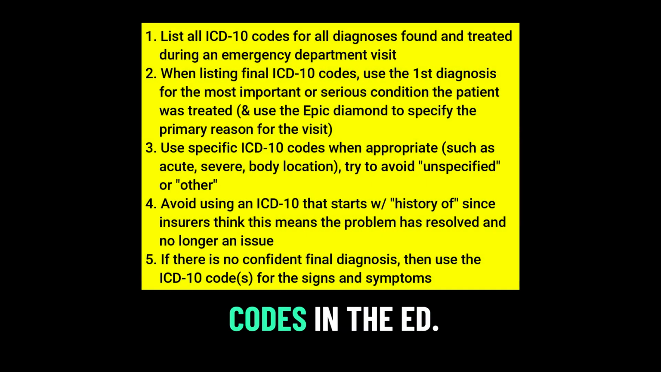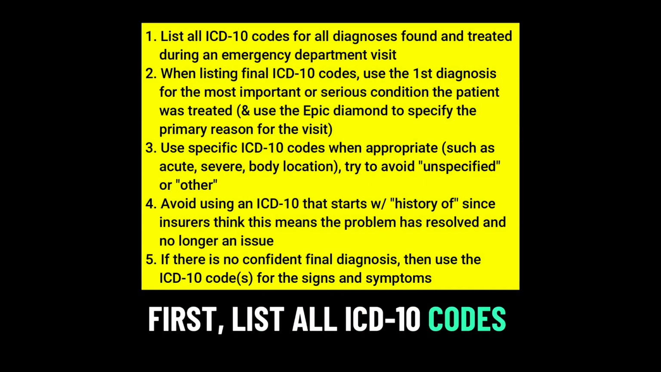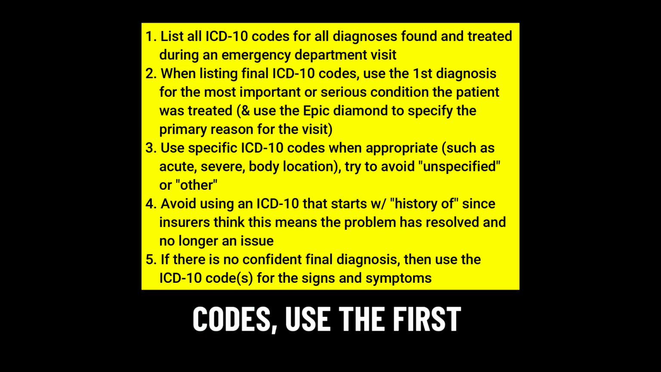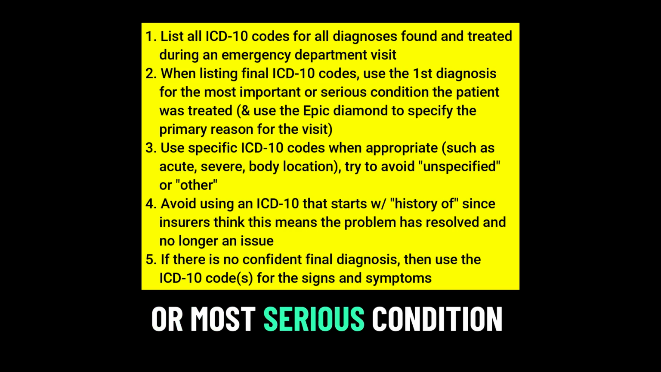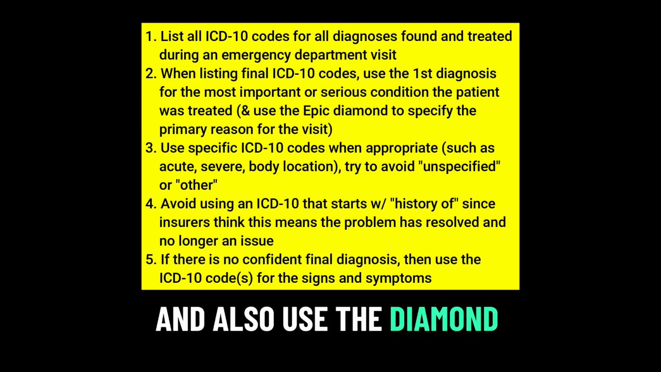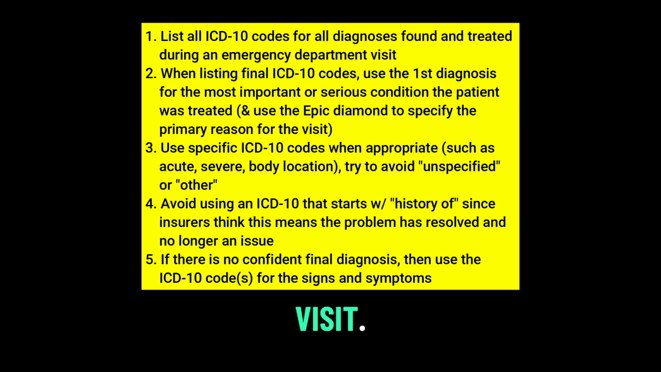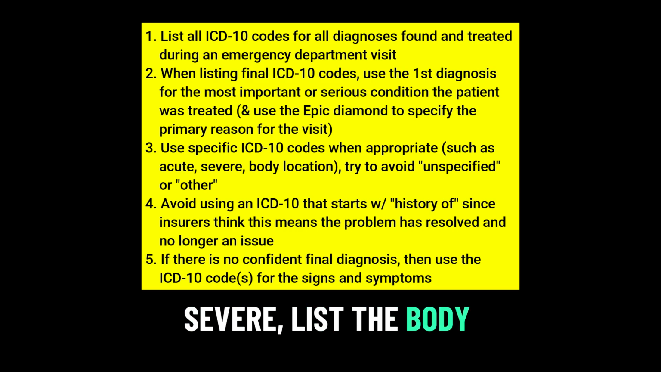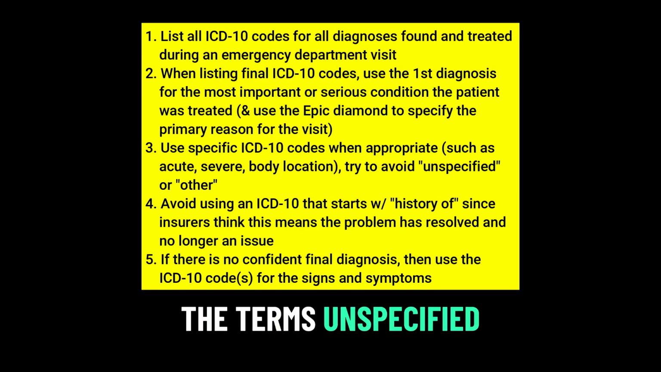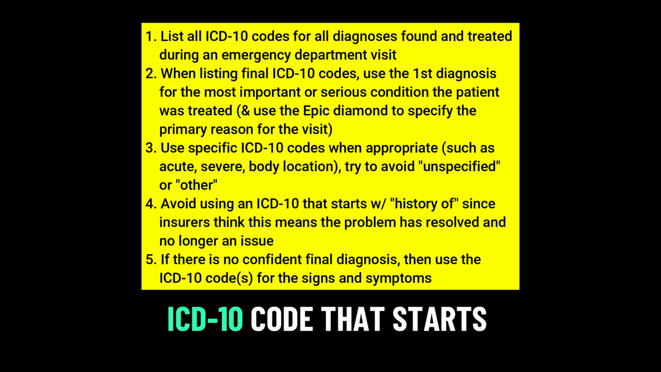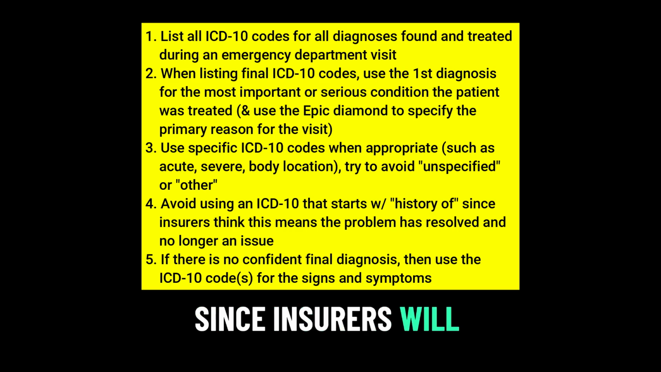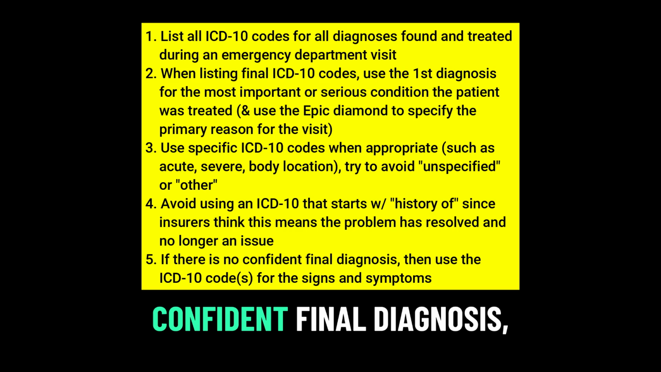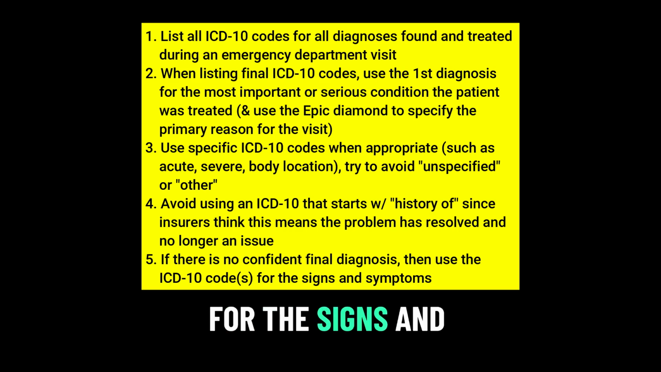Here's a summary for ICD-10 codes in the ED. First, list all ICD-10 codes for all diagnoses found and treated during an emergency department visit. When listing final ICD-10 codes, use the first diagnosis for the most important or most serious condition the patient was treated for, and also use the diamond in EPIC to specify the primary reason for the visit. Use specific ICD-10 codes when appropriate, such as the terms acute, severe, list the body location, and try to avoid the terms unspecified or other. Avoid using an ICD-10 code that starts with history of, since insurers will incorrectly think this means the problem has resolved and it's no longer an issue. And finally, if there is no confident final diagnosis, then use the ICD-10 codes for the signs and symptoms.